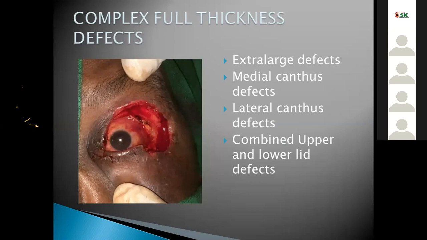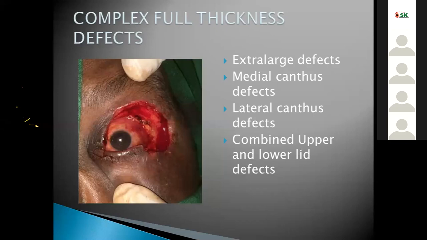Some defects are complex. What are complex defects? Complex defects are extra large defects. Like in our patient here, you can see this patient has, for the upper lid, almost more than 50% defect. For the lower lid, I think slightly less than a third of defect. And there is also a defect, there is totally no lateral canthus, and there is a defect of the skin around. So this is totally a complex defect.